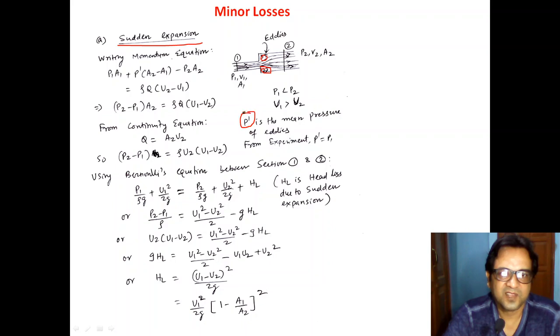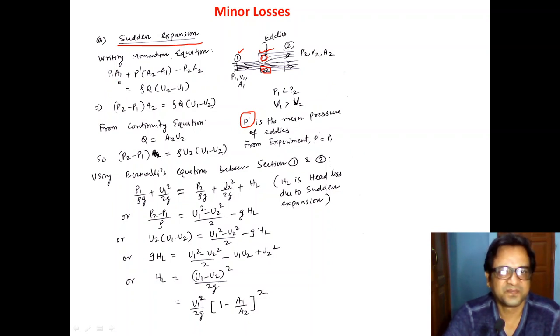And from experiments it is found that the pressure of the eddies trapped in the corner due to sudden expansion is equal to the pressure at the upstream position. So this pressure and this pressure are nearly equal. P dash is the mean pressure of the eddies, and P1 is the pressure at the upstream position, that means the small diameter portion of the pipe. So P dash equals P1.